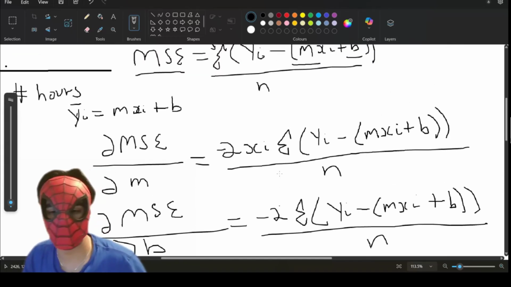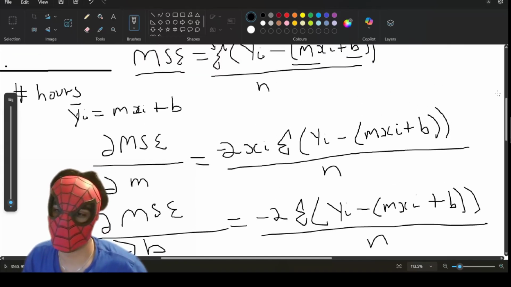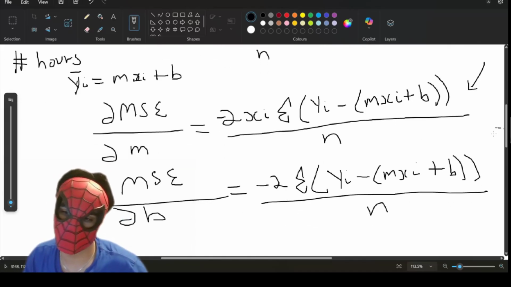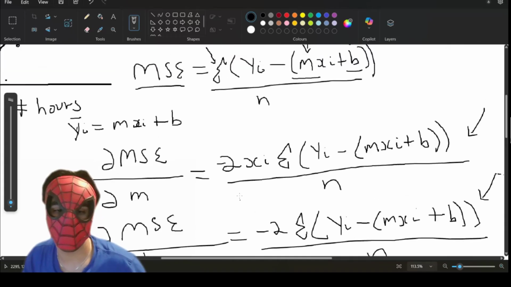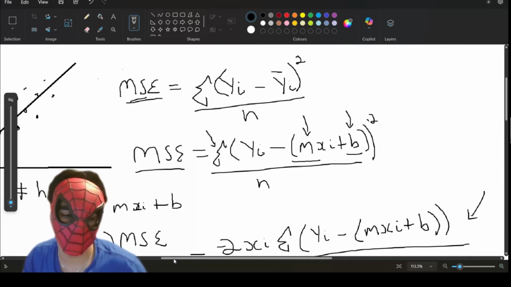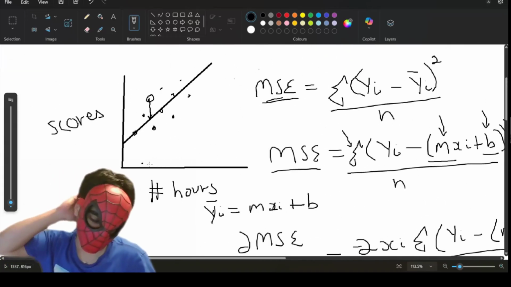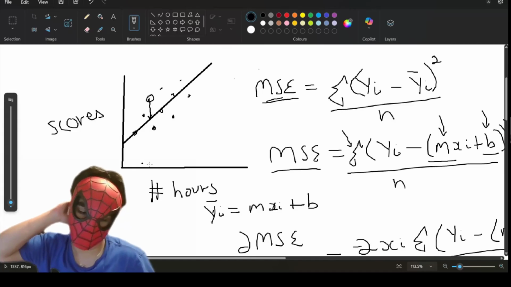Okay, so this is basically the whole concept. We're minimizing the error iteratively for the slope as well as the y-intercept, and that ends up giving us the perfect line of best fit. So now let's code it in Python.